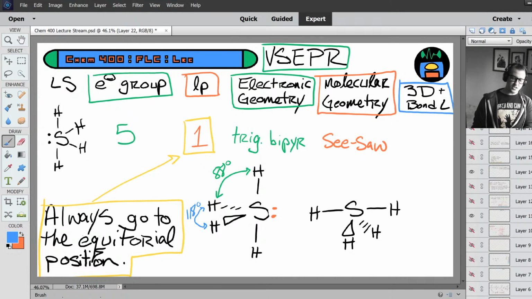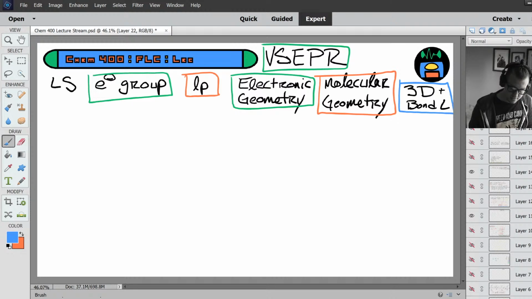So we've got an 88-degree bond angle and a 118-degree bond angle in the seesaw geometry. All right. It was nasty. All right, let's look at what happens to our trigonal bipyramid when we add 2 lone pairs.